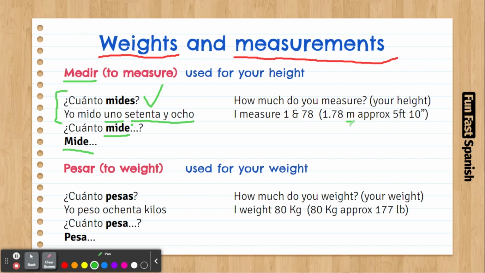Just to have an idea, if you're from America, a meter is nearly a yard. So think about yards as meters. That will be my recommendation.